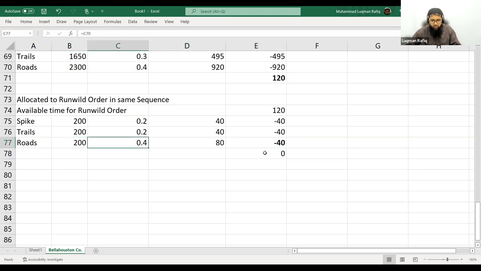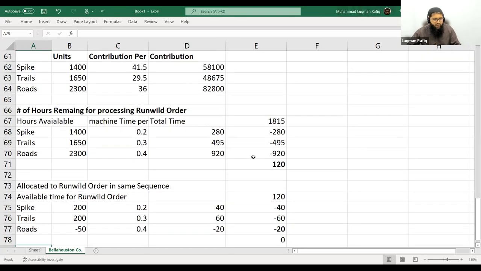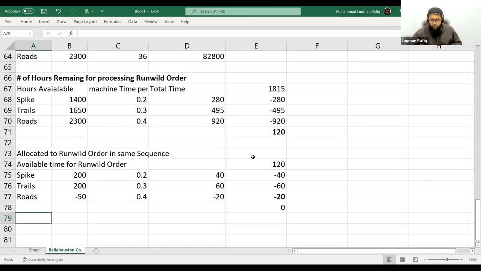So basically, this has to change. It has to be 40 divided by 0.4. Spike is like this. Trails is like this. Roads is like this. Okay, 50 units. Now, what would happen is that if we skip this company, your time per unit was wrong. If we skip this Run Wild order, how exactly are we going to go about it?